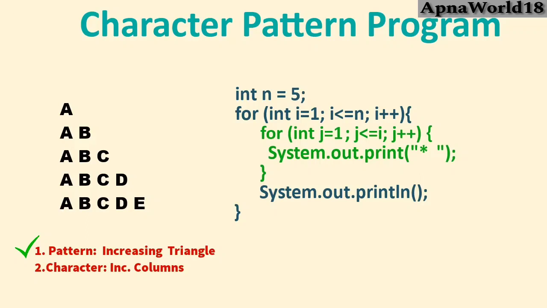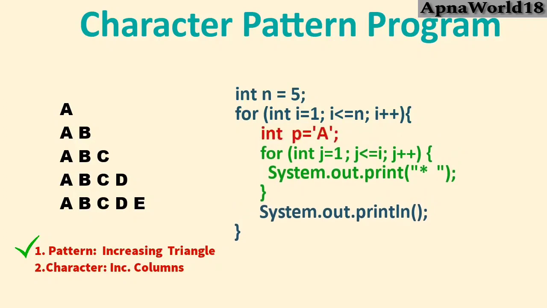So when the column gets incremented, instead of the outer loop, we will take an additional variable in the inner loop. The moment we enter the outer loop, we will initialize our variable P to A and increment it. We will print P++ typecasted to char instead of star. Now let's see how it will work.